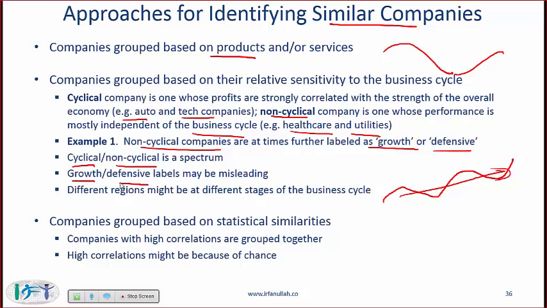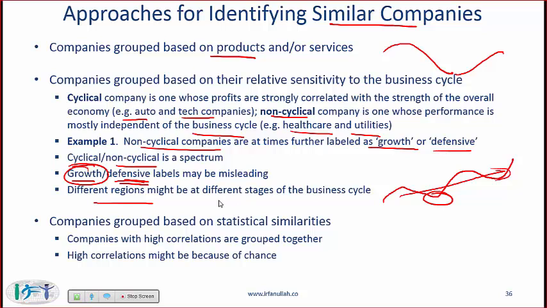Growth and defensive labels may be misleading in the sense that you might have a defensive company, such as a company that sells toothpaste, or you might have retail outlets, so grocery store chains. But when the economy is not doing well, even though they are defensive, there might be extra pressures and they might not do so well. And growth companies, their growth might slow down when the economy is slowing down.